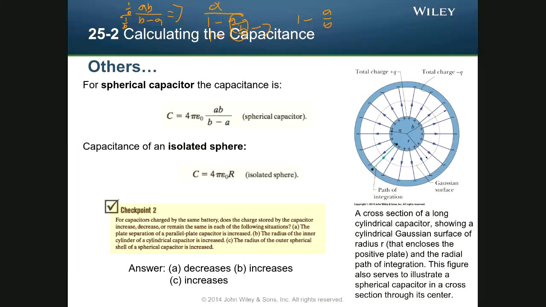I would think that, looking at it the other way, as B gets smaller, it can only limit at A, right? As B approaches A, the denominator approaches 0, which makes the capacitance bigger. So I think that if the radius of the outer spherical shell of the spherical capacitor is increasing, you're actually going to be decreasing the capacitance. I think the book has messed it up. I think we'll just cross that out, at least according to everything I'm looking at here.